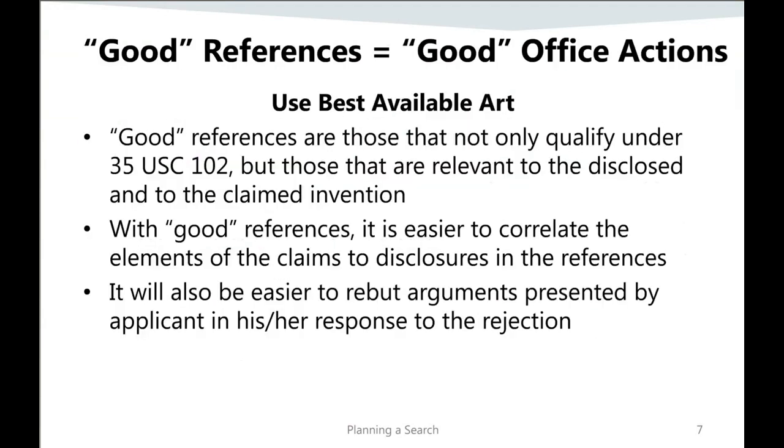Generally speaking, good references equate to good office actions. Good references are references that are relevant to the claimed invention as well as the disclosed invention. Good references are those that can be mapped to claim elements as well as those that can be mapped to elements of the disclosure. The better the references map to the claimed and disclosed invention, the easier it will be to defend the rejection.